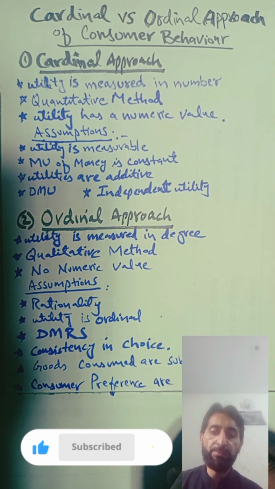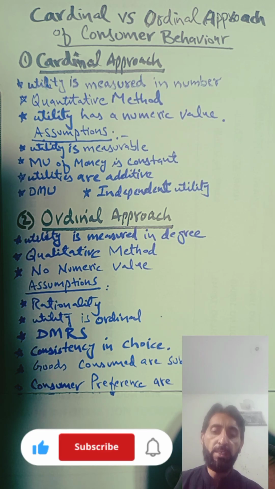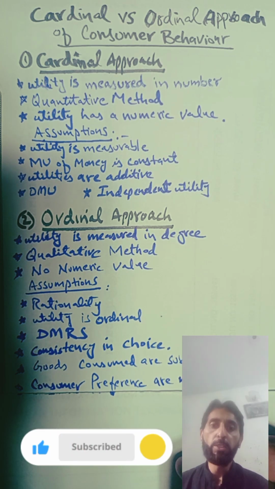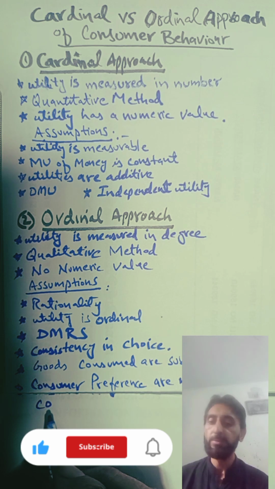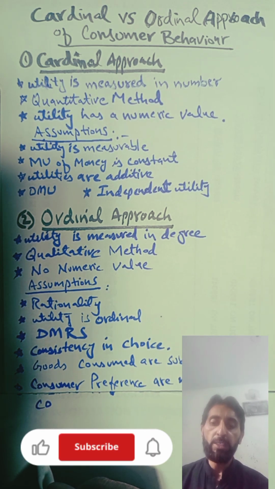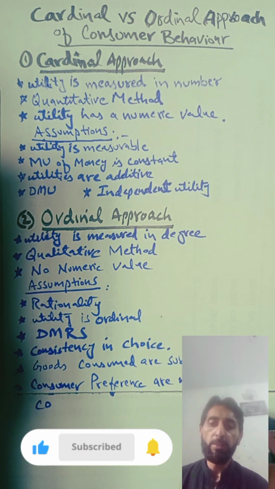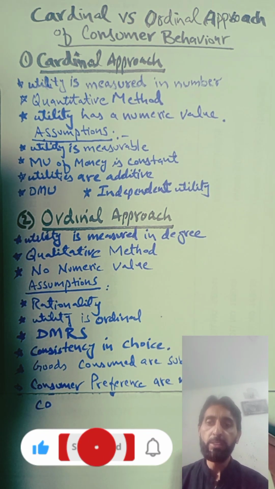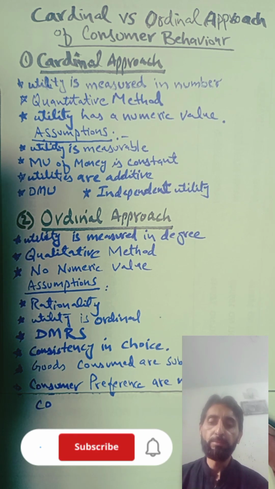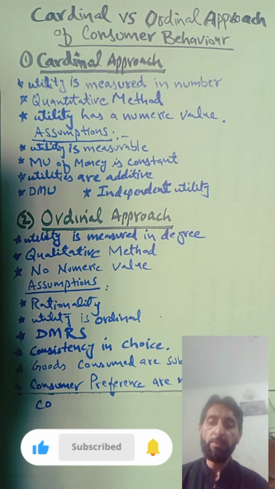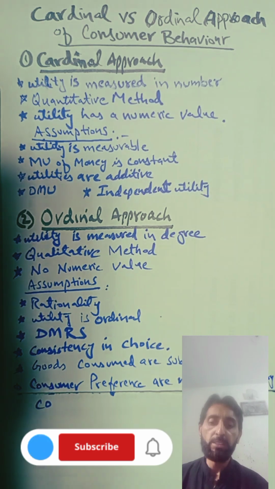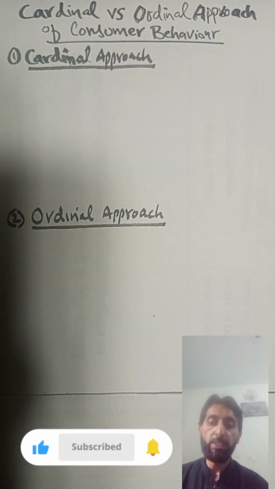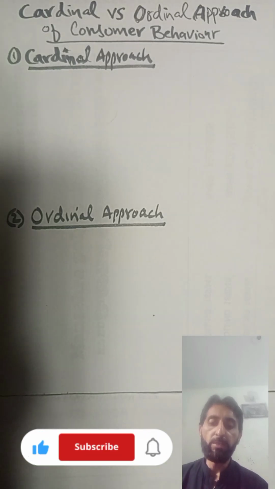Symbolically, it can be expressed as A is better than B. Goods consumed are substitutable. It means that we substitute some units of good A with some units of B. Last one is that consumer preferences are not self-contradictory. This means if combination A is preferred over combination B and combination B is preferred over C, then combination A is preferred over combination C.